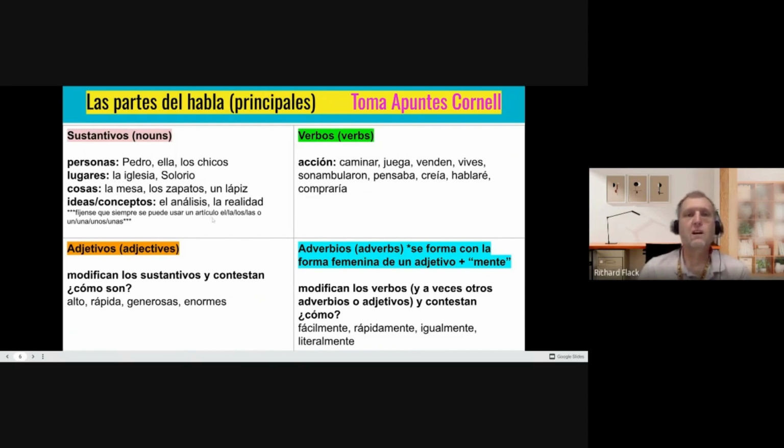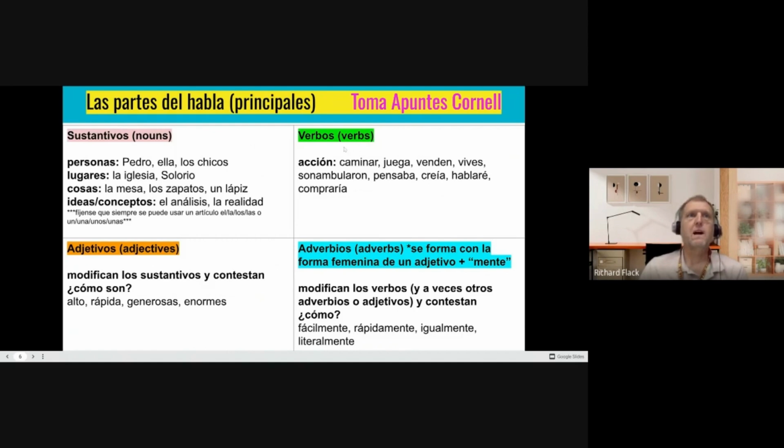The word the, a, or some: a pencil, a church, the church, right? So if we can put that in front, we know we've got a noun. So you should have now on your sheet, next to sustantivos, all four: persons, places, things, ideas, and concepts. And maybe pick one example for each. Remember, when we take notes, we don't write every single word down.